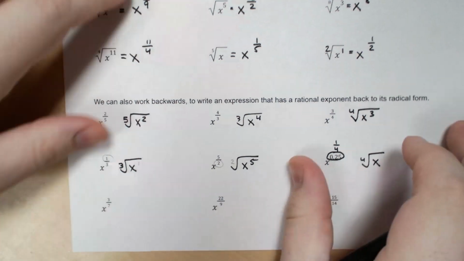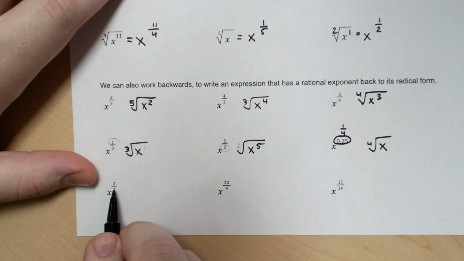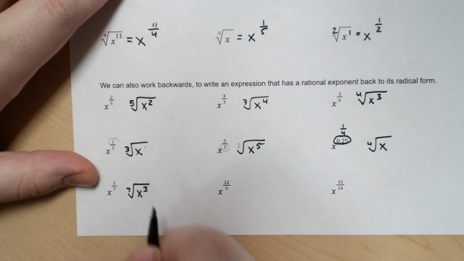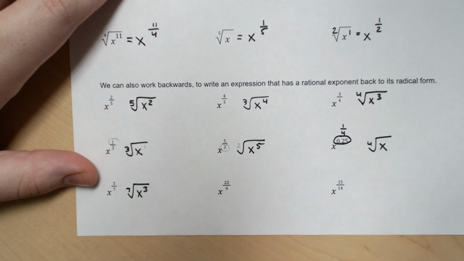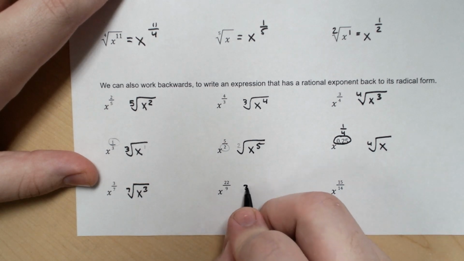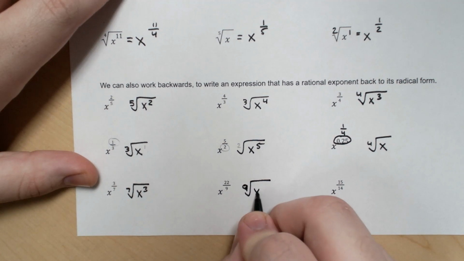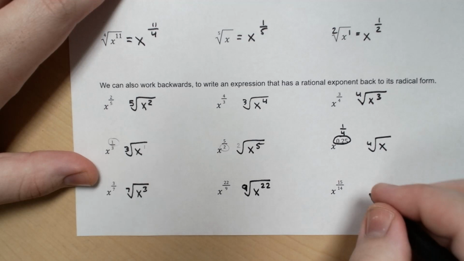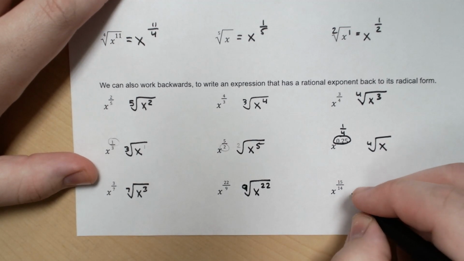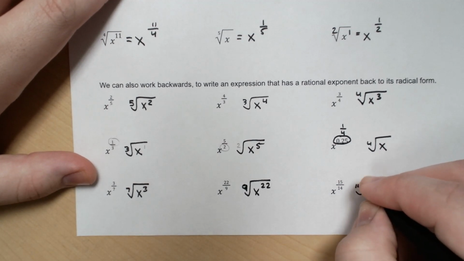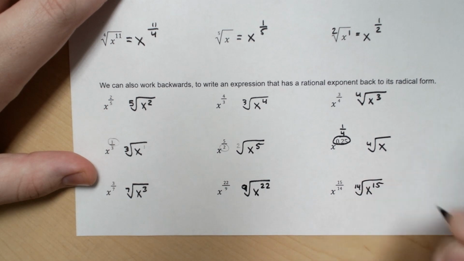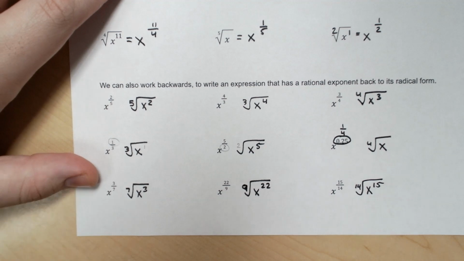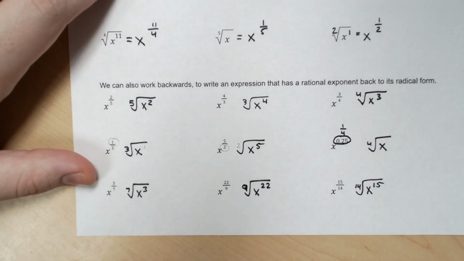Okay, so x to the 3/7 power will become the 7th root of x cubed. X to the 22/9 power will become the ninth root of x to the 22nd power. And the last one, x to the 15/14 will become the 14th root of x to the 15th power. Okay, moving on to the back.